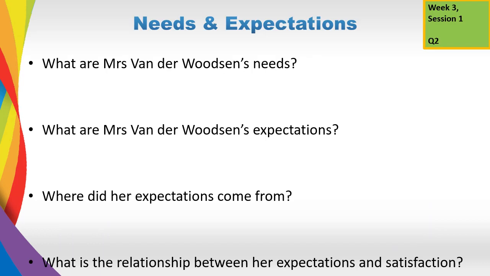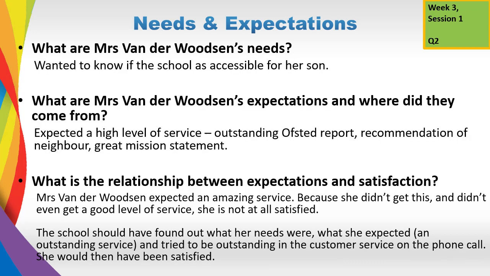So what are Mrs. van der Woodsen's needs? What are her expectations? Where did they come from? And what is the relationship between her expectations and satisfaction? So her needs: she wants to know if the school is accessible for her son who uses a wheelchair. Her expectations: she expected a high level of customer service, and the reason for that is because the Ofsted report, the way that schools are graded, was outstanding. She had a recommendation from the neighbour, and the school had a great mission statement which she liked.